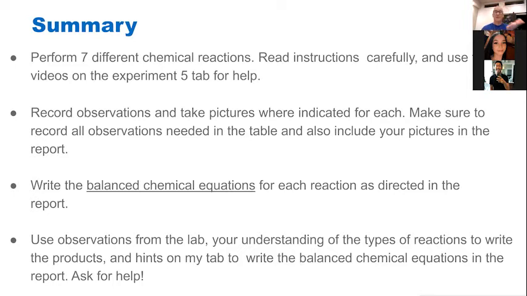You have to figure out what the chemical formula is for our reactants and our products, and then balance them to make sure you have the same number of atoms on each side. So use observations from the lab and the different types of reactions. We'll talk about all the different types, and to write the balanced chemical equations. And if you have any questions during the lab or after the lab, just let me know, because sometimes balancing these reactions can be kind of tricky.